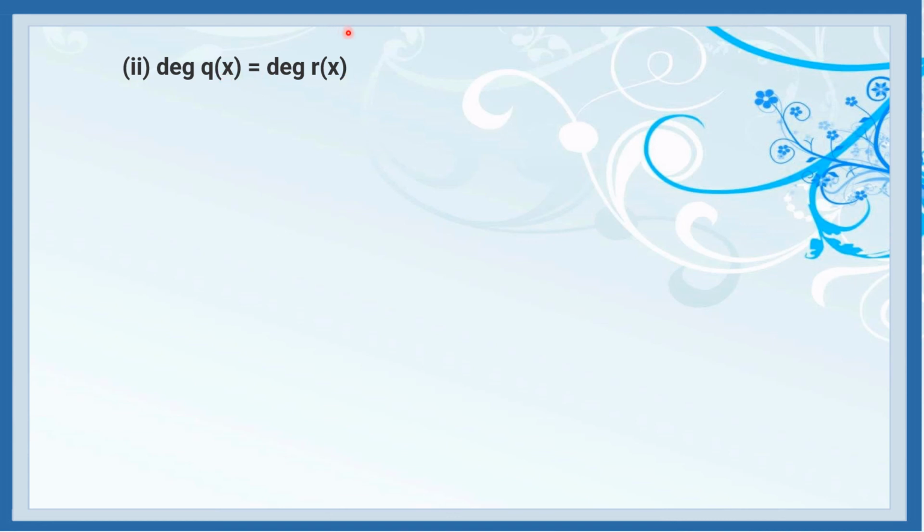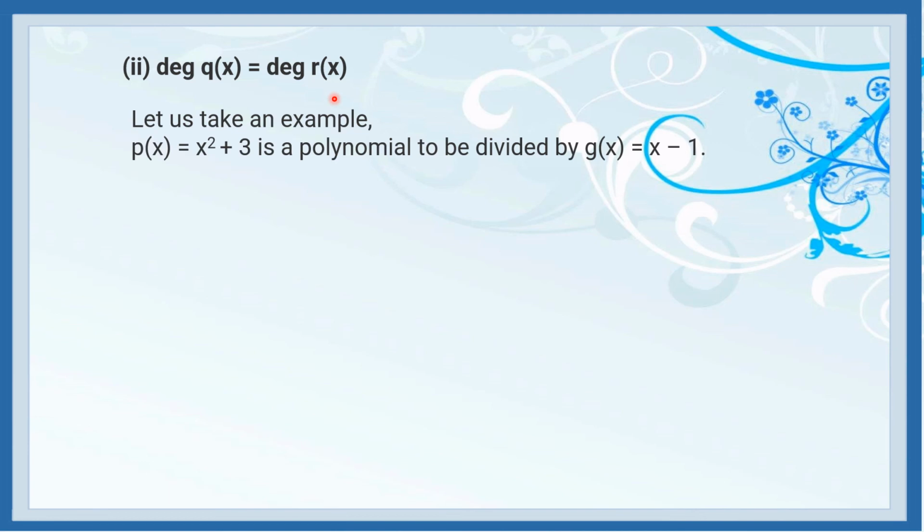Now next one is degree of q of x equal to degree of r of x. So the degree of the quotient and the remainder should be the same. Let us take one example. P of x is x square plus 3 and g of x is x minus 1. So using the division algorithm, if you divide this by g of x, x minus 1, you will get the quotient as x and the remainder is x plus 3.